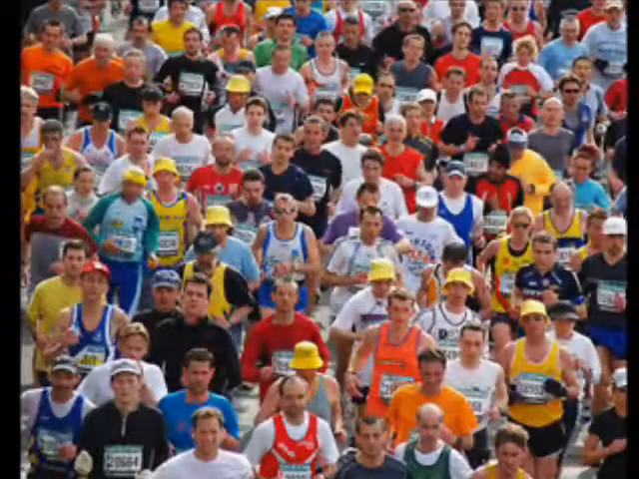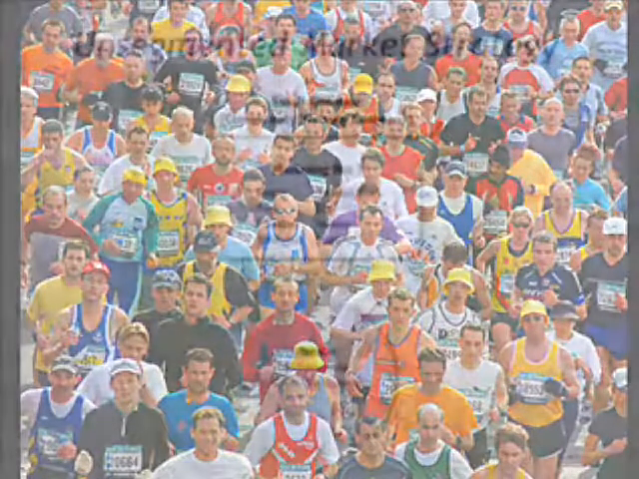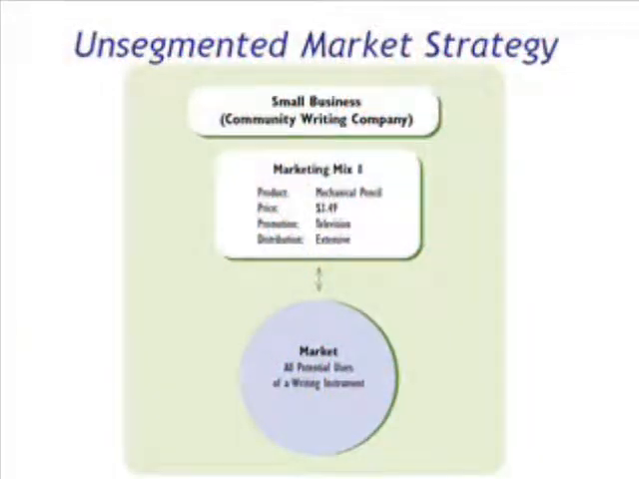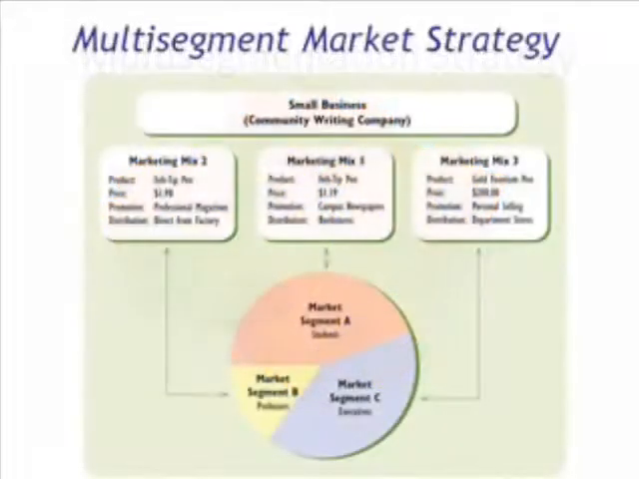Entrepreneurs adopt their marketing strategy based on segmentation considerations. An unsegmented strategy is sometimes referred to as mass marketing. In this strategy, everyone in the market is considered a potential customer. Your text uses the example of trying to sell a mechanical pencil to these different target markets. In an unsegmented market strategy, you would basically try and sell this pencil to all potential users, anyone who might use a writing instrument. The multi-segmentation strategy offers unique marketing mixes for various population segments.